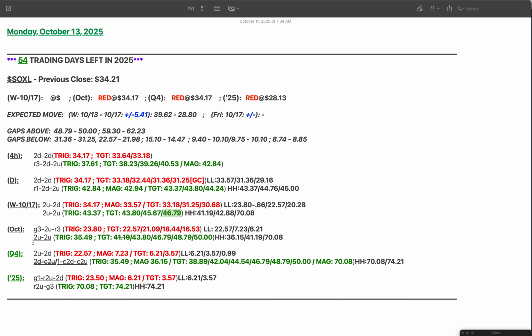All right, now the month, we triggered the 2 up at 35.49, but as you can see, we're back at 34.21, so we're no longer in force. So this isn't bold. If it was bold, we would be in force, right?